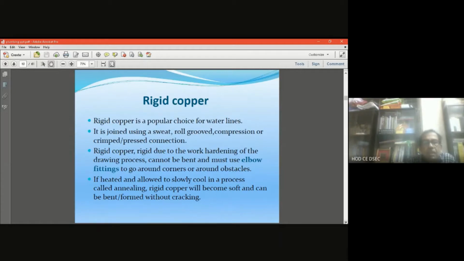Now, rigid copper, rigid due to work hardening of the drawing process, cannot be bent and must use elbow fittings. So fittings and elbow bends are used with this piping system to go around corners and obstacles. Now, if heated and allowed to slowly cool in a process called annealing, rigid copper will become soft and can be bent without cracking.